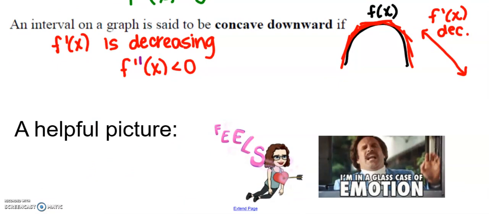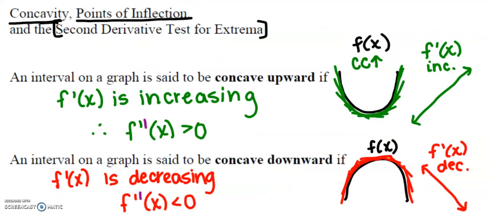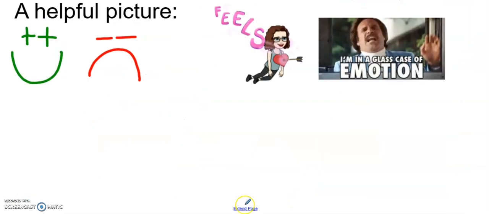So a helpful picture, all the feels. A graph is concave up if the second derivative is positive. A graph is concave down if the second derivative is negative. I'm going to give you one more chart too on this page. I think there's room at the bottom of your notes.